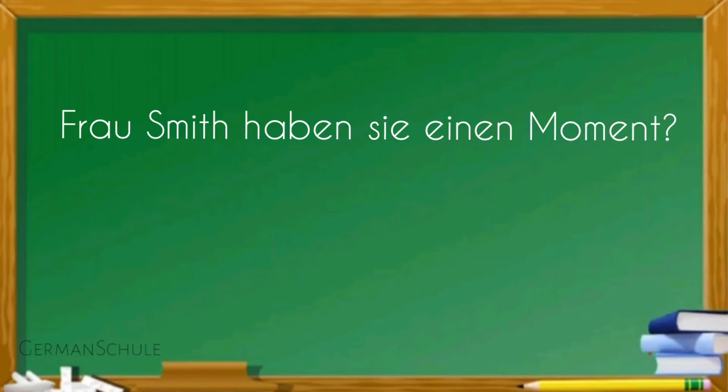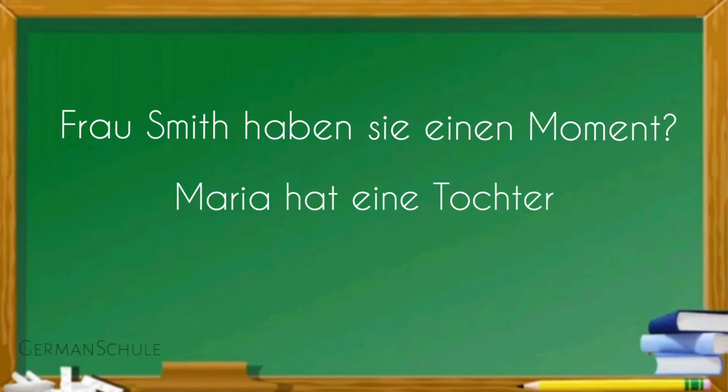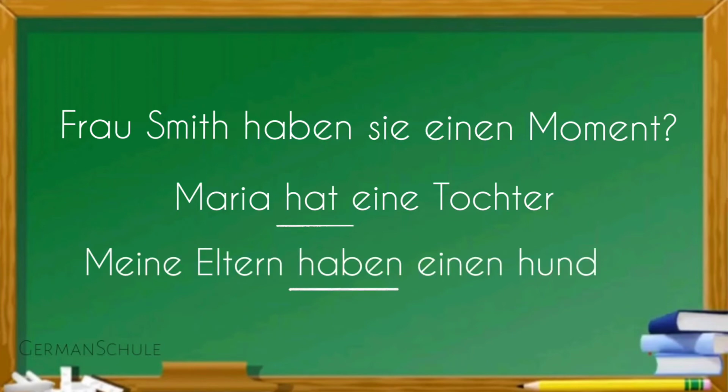Sometimes the pronoun isn't present in the sentence, like in the next one. Maria hat ein Doktor. Since Maria is female and singular, we will conjugate the verb according to the pronoun that can replace Maria here in the sentence, which is sie, singular third person. Similarly, in next, meine Eltern haben einen Hund. The subject here is meine Eltern. Which pronoun would we replace it with? This is third person and plural, for which we have sie, and the verb is conjugated according to sie. Sie haben, meine Eltern haben.